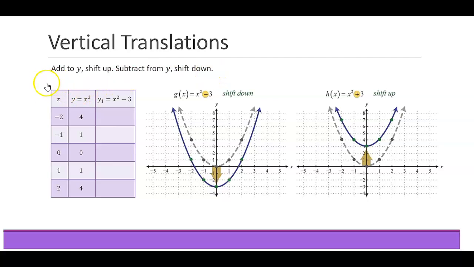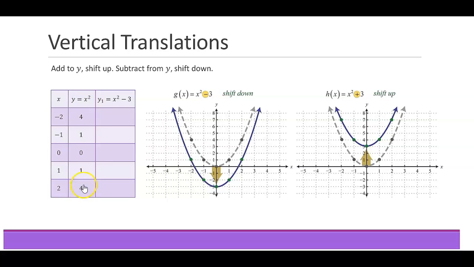So we'll take a look at a numerical understanding first. Suppose I have the x values -2, -1, 0, 1, and 2, and I'm substituting them into the parent function y equals x squared. So that means -2 squared is 4, -1 squared is 1, 0 squared is 0, 1 squared is 1, and 2 squared is 4.